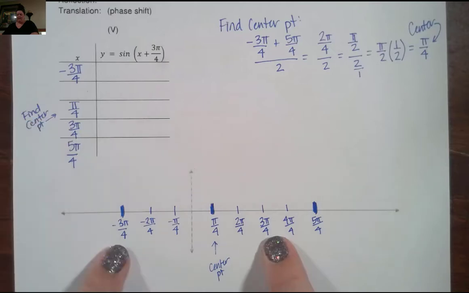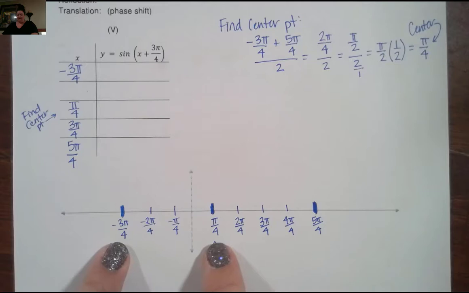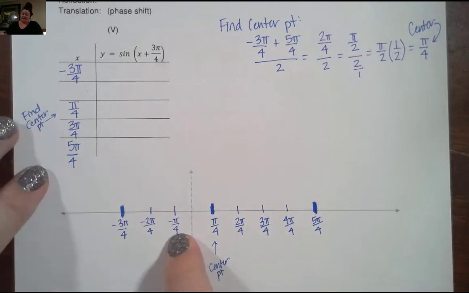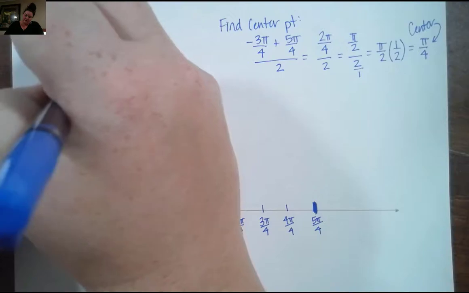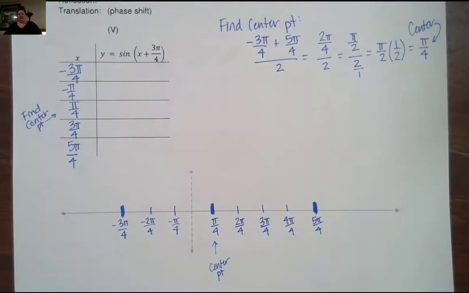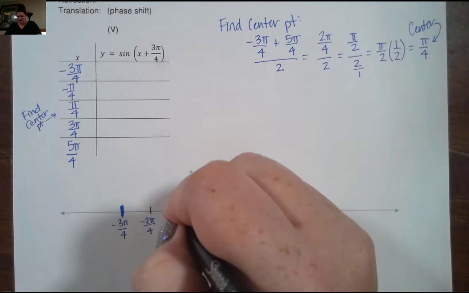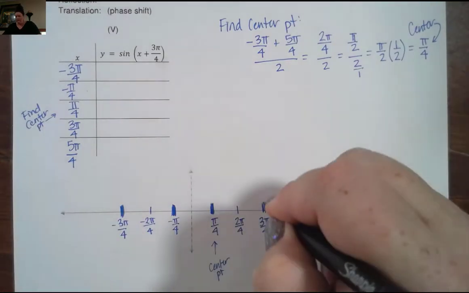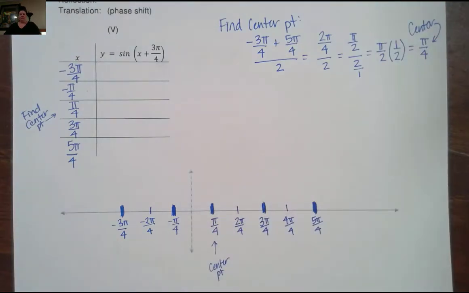Now let's figure out what point is between my center point and my first point. So if I go in by a pi over 4 on the right side, that's going to put me at 0. If I go in by a pi over 4 on the left, that puts me at negative 2 pi over 4. And then I come in one more pi over 4 and I land at negative pi over 4. Okay, so it's coming up with those values so that we have the 5 points that we need for our graph.